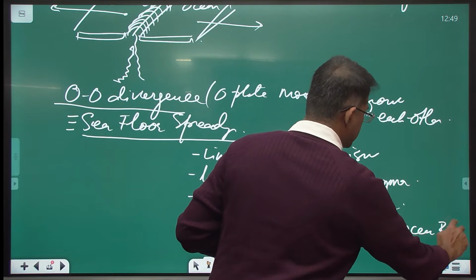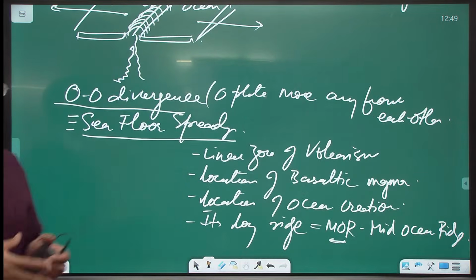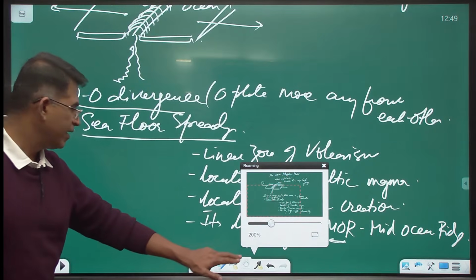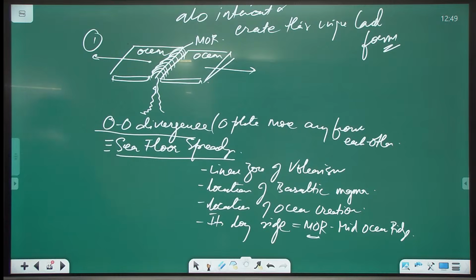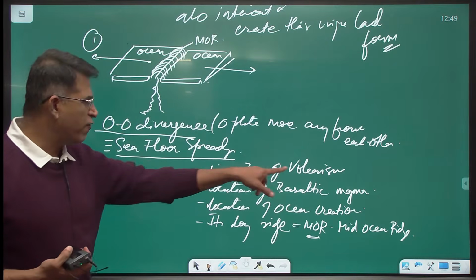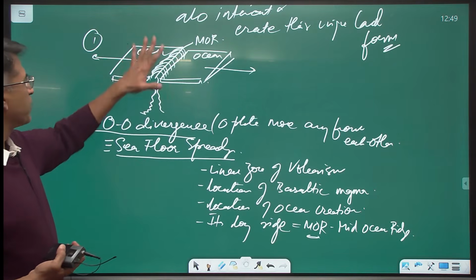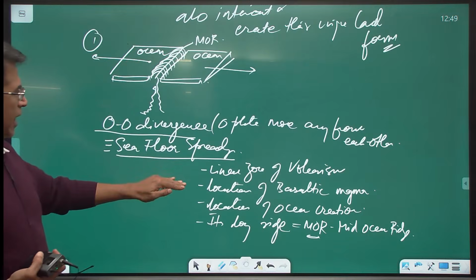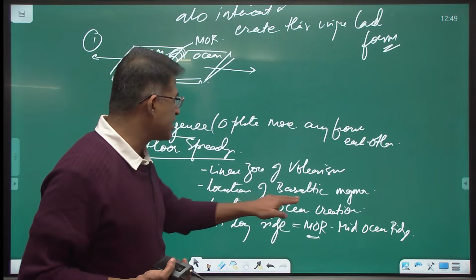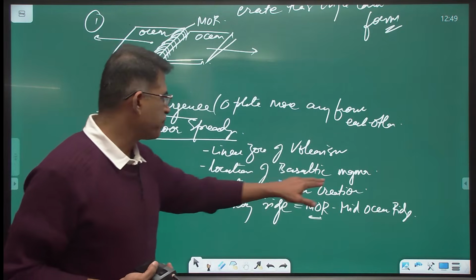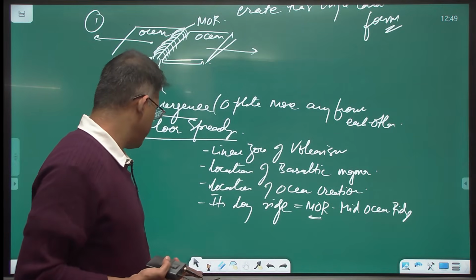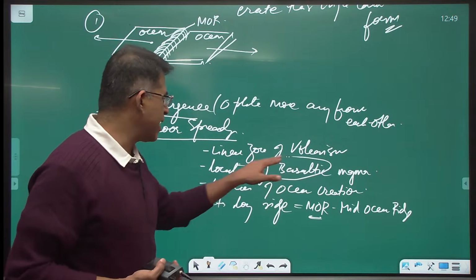Mid-ocean ridge. So wherever we have this type of interaction, where the 2 plates are moving away from one another, in the case of oceans, these are the 4 points. There are zones of volcanism. Here a volcano will erupt. The locations of basalt magma. Where this basalt magma comes from and how, all that later. The locations of basalt magma.